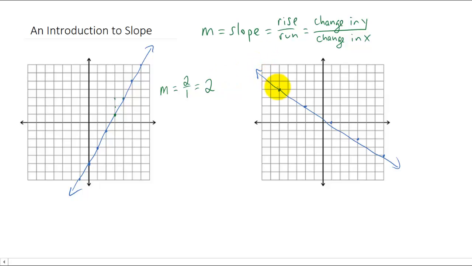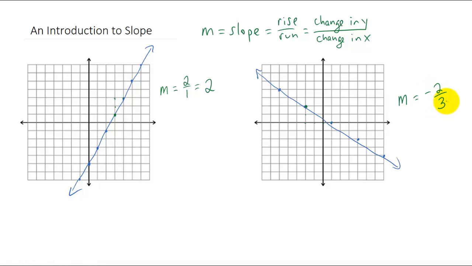Let's look at this line right here. Let's look at one point on the line, let's say this one right here. And what is our change in y to get to the next point over to the right? It looks like to get to the next point to the right, we have to count 1, 2 points downwards. That's a change in y of negative 2, and a change in x of 1, 2, 3. So the slope of this line, we say, is negative 2 over 3.